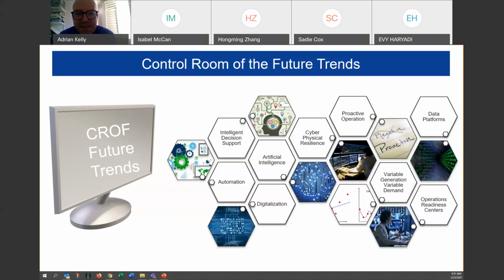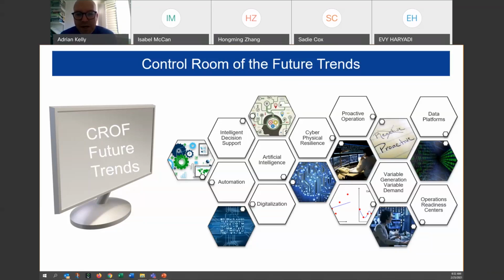We're also seeing digitalization, or going to paper-free environments, and artificial intelligence, or mostly data analytics applications, in the control center. Of course, cyber-physical resilience is front and center, so we're seeing cyber-secure design, with security built into the design of systems. Then data platforms, and obviously this move towards variable generation and variable demand, so trying to improve forecasting of load and of weather.